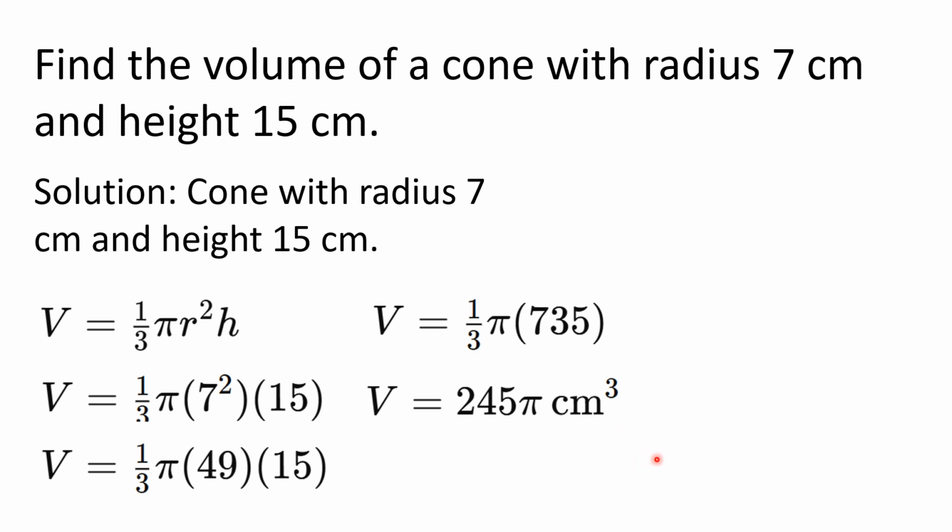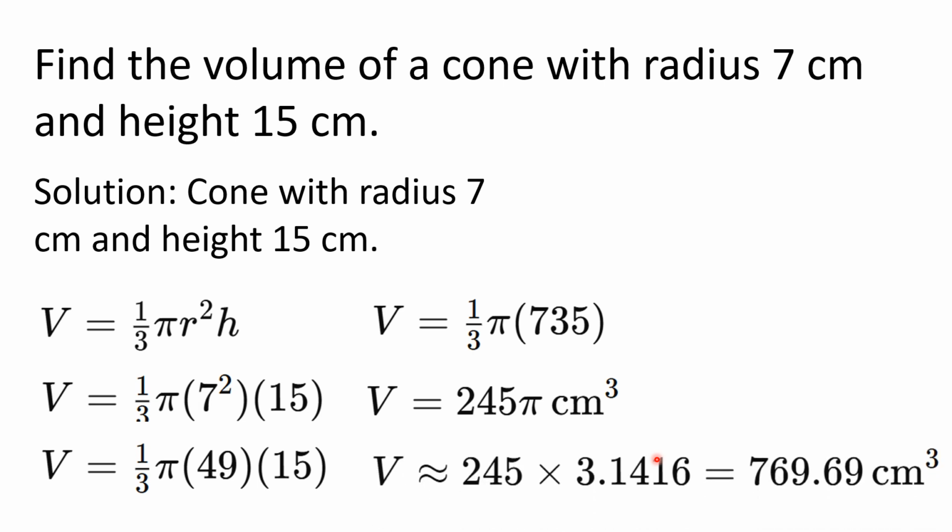Again, what is the value of pi? The value of pi is 3.14 for two decimal places and 3.1416 for four decimal places. If we multiply, the volume is approximately 245 times 3.1416. That is equivalent to 769.69 cubic centimeters. So this is our final answer: 769.69 cubic centimeters.